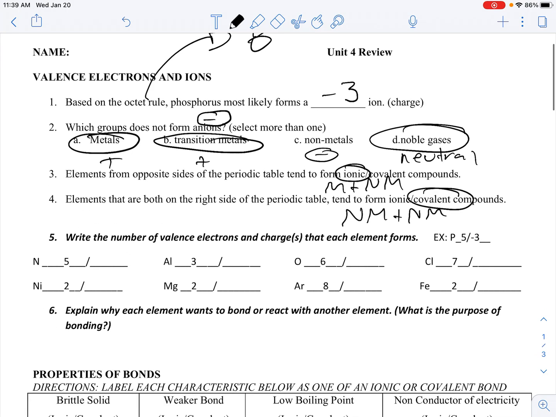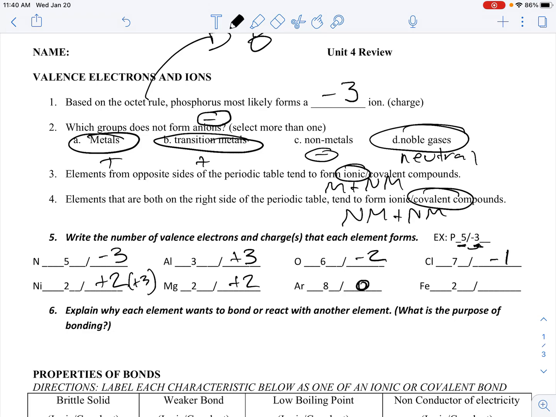Okay, so charges. So I filled in valence electrons for you. Example, since phosphorus, as we said before, has 5 valence electrons, it forms a -3 charge. So just like that, nitrogen will form a -3 charge. Aluminum, which has 3, is going to get rid of those 3 to form a +3. Oxygen, which has 6, is going to gain 2 electrons to form -2. Chlorine, which has 7, will gain 1 to form -1. Nickel, which has 2, will form a +2 charge. Magnesium, same thing. Nickel will actually form a +3 as well, because it's a transition metal.